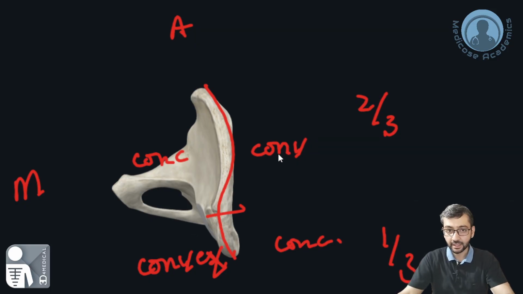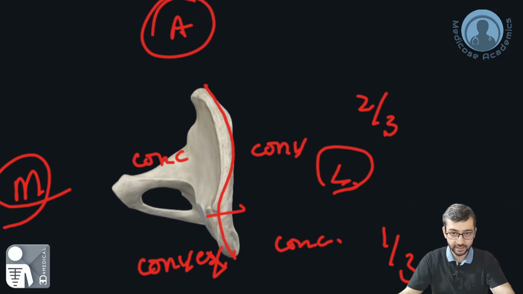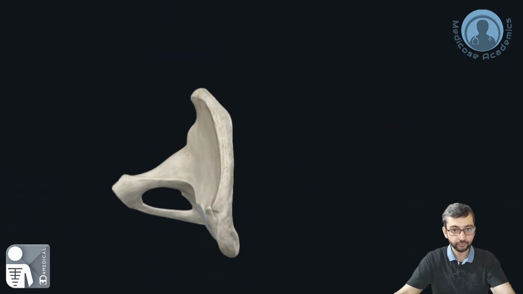this is medial, inside, and this is the lateral side. So this is the lateral, medial, anterior and posterior, and you will see in the anterior 2/3 it is convex out and concave in, and the posterior 1/3 it is convex in and concave out. So this is it, and these two parts.